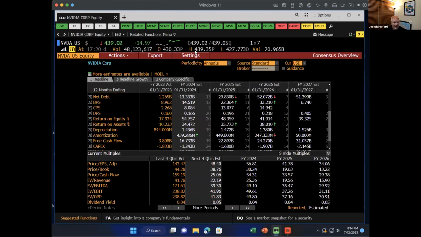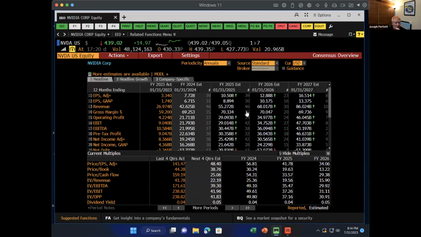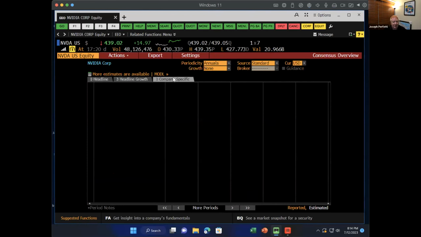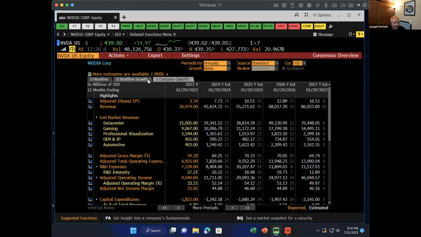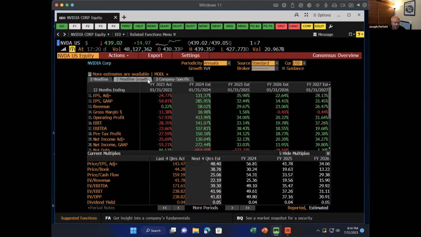So I'm going to go back to Bloomberg for a second. And I'm going to look at NVIDIA. Okay. So what is NVIDIA's growth rate? We'll just use revenue as a proxy.